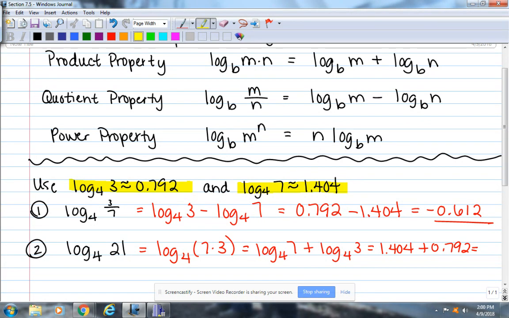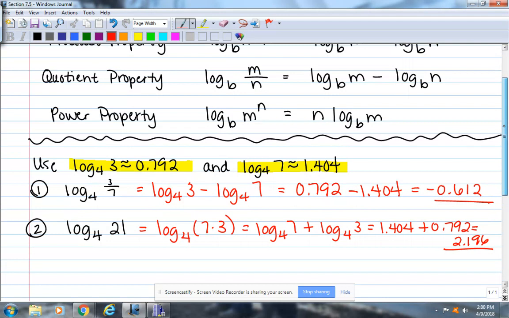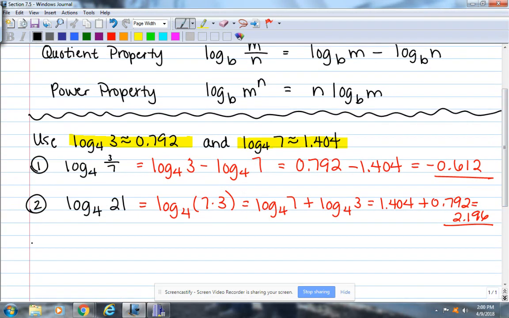What are y'all getting? Okay, sorry, I lost my place. 2.196. Any questions about that? Let's do another one. Log base 4 of 49. Well, how am I going to get a 49 when I just have a 3 and a 7?